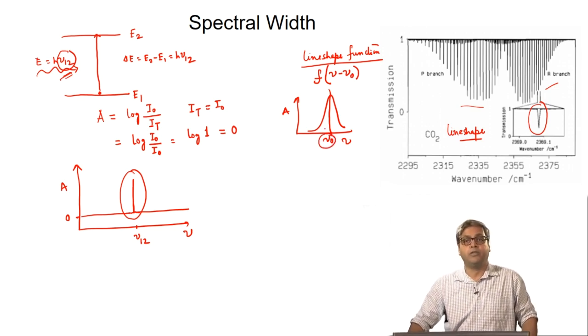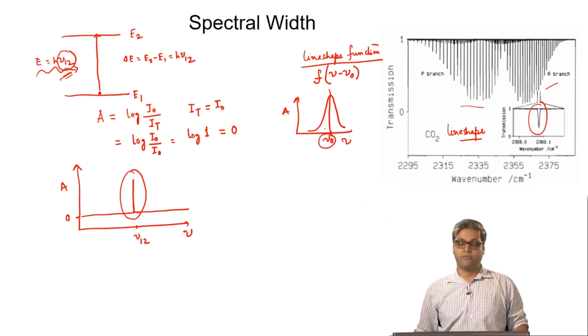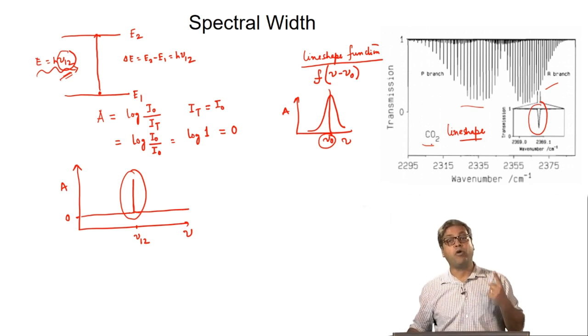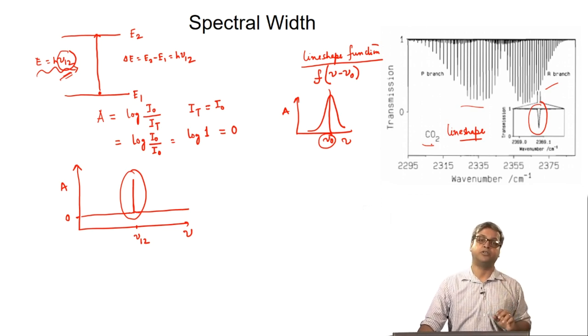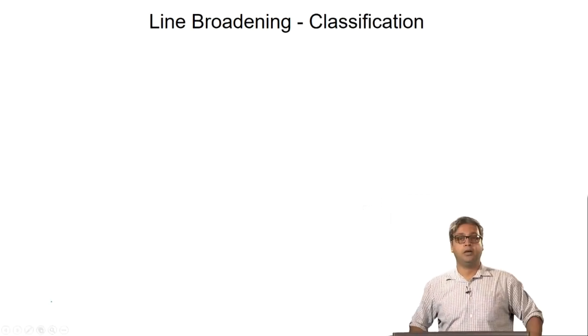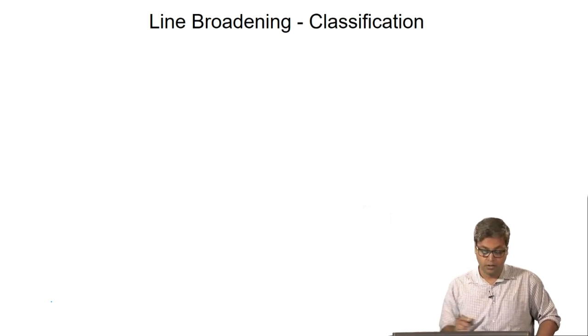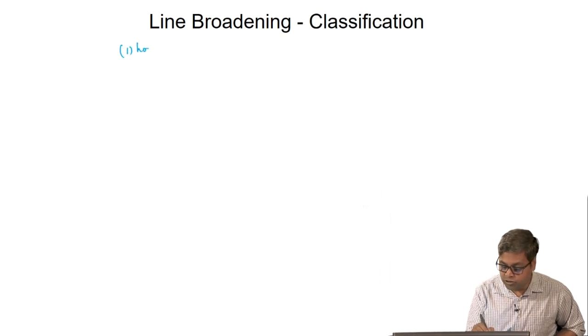So, the observation of the width and line shape from the carbon dioxide spectrum immediately raises two questions. One, what are the possible functional forms of these shapes? And number two, what physical processes are responsible for these shapes? Line shape functions fall into one of two general categories. One is homogeneous and the second is inhomogeneous.